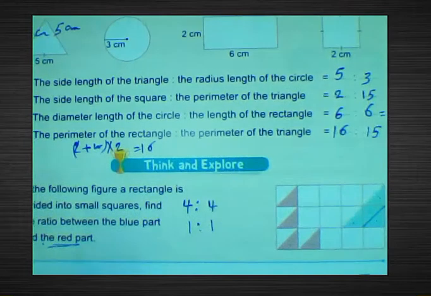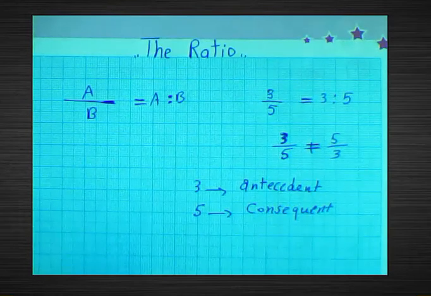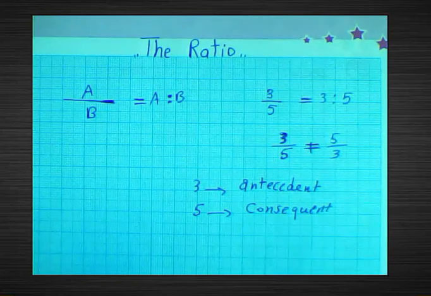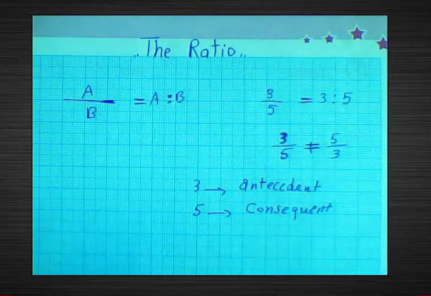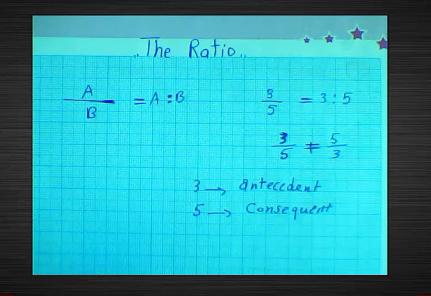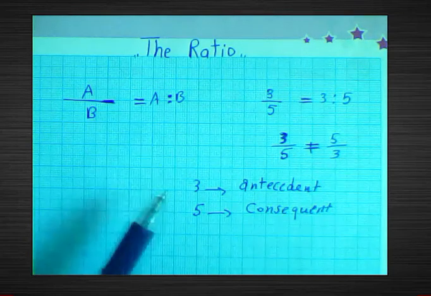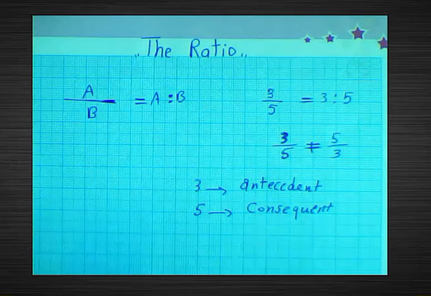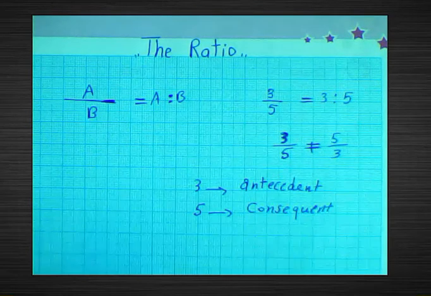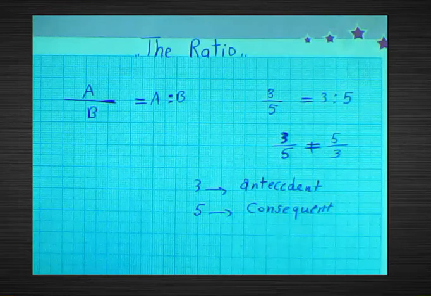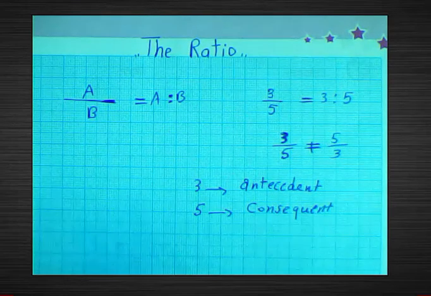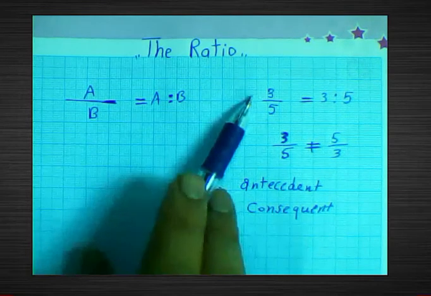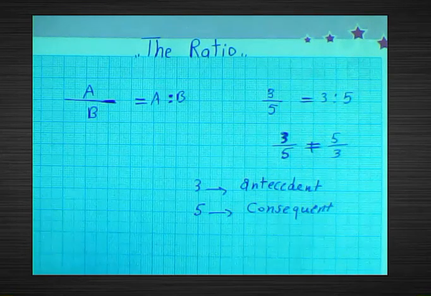Understood? By the end of this lesson, we can recognize the meaning of the ratio and how to express the ratio in different forms. A over B equals A to B, and 3 over 5 equals 3 to 5. 3 over 5 is not equal to 5 over 3. 3 is called the antecedent, 5 is called the consequent. The first number over the second number. We can't invert it.